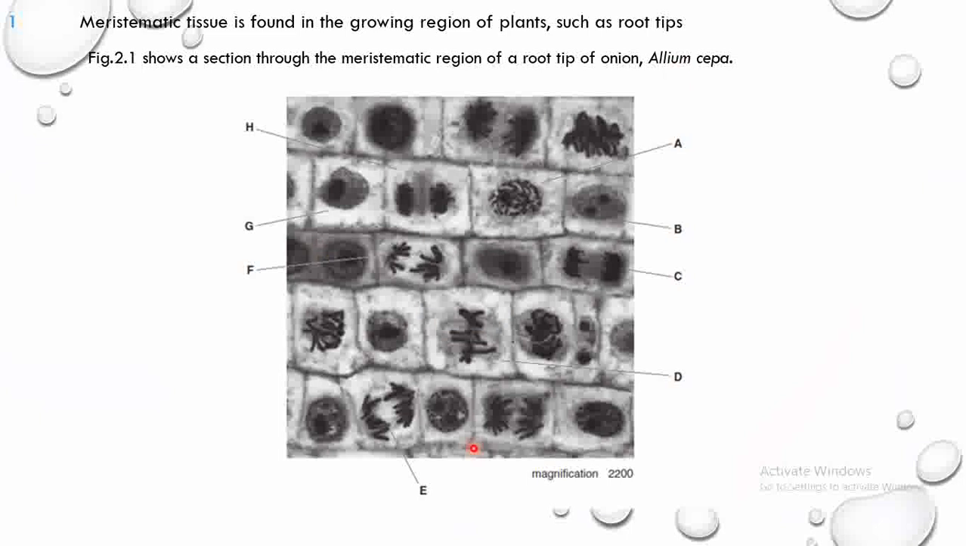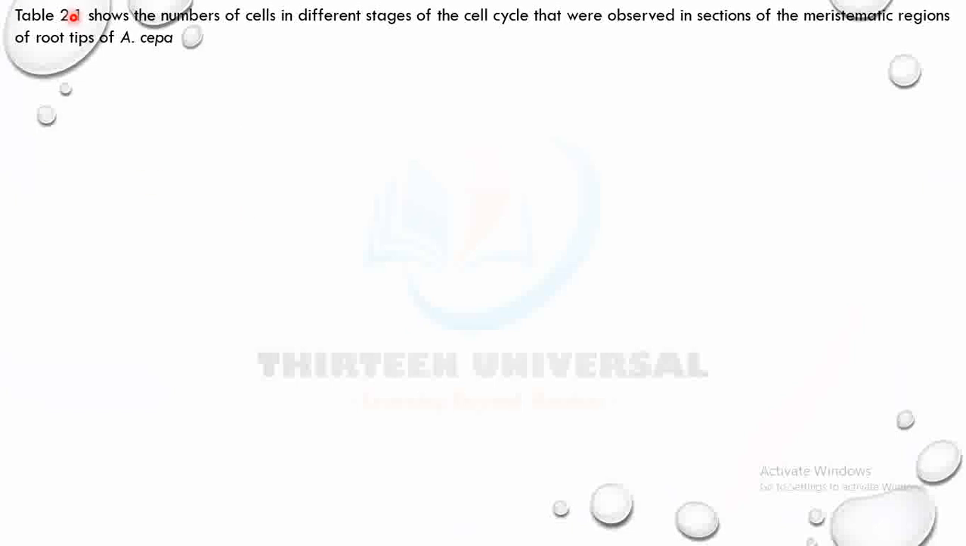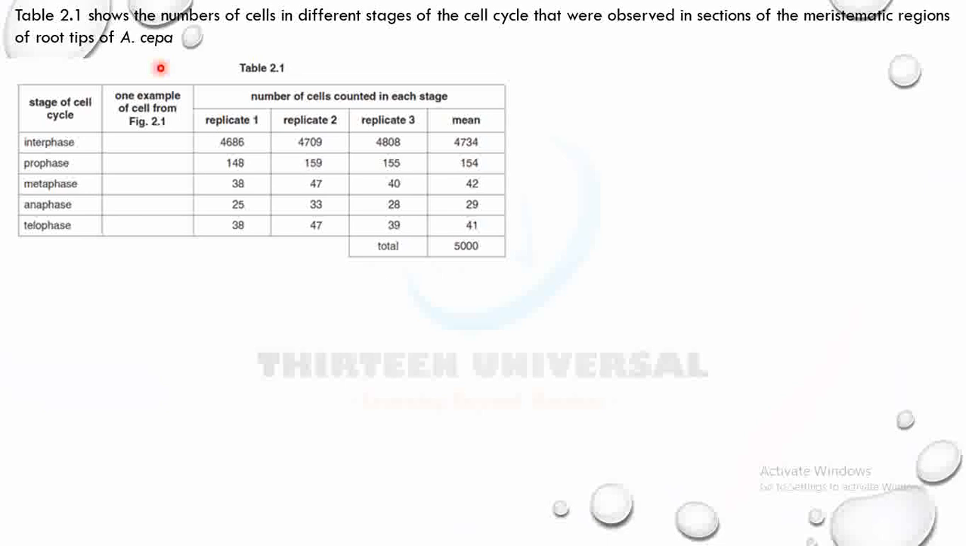I want to take time. What is this stage? What is A, what is B, what is C? Okay, we're going to find out. Let's see what they're asking us. Table 2.1 shows the number of cells in different stages of the cell cycle that we observe in sections of the meristematic regions of Allium cepa. What do you want from us? Now this is the table: number of interphase, mitosis, prophase, all of that.